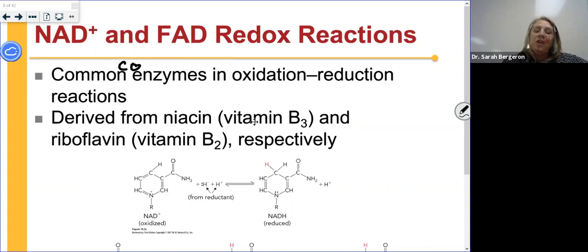So you probably know a lot of the coenzymes that are going to participate in pyruvate dehydrogenase because they are the B vitamins. You've seen that at the store, your B vitamin complex and all that. Well, now you're going to know what they're really for. So NAD is derived from niacin, or B3. FAD is derived from riboflavin, or vitamin B2.